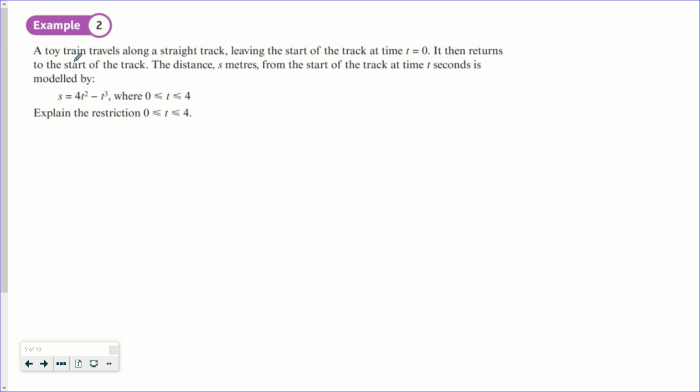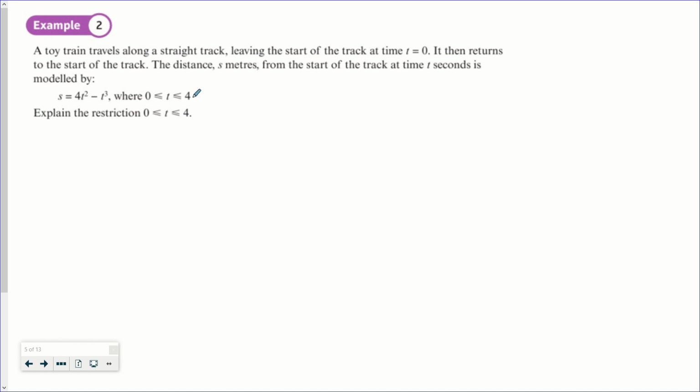In example 2, we've got a toy train travelling along a track, and we know it's a straight track and it leaves the start of the track at t equals 0, and then it returns to the start of the track again. And what we've got is the distance s meters is given by this equation here. So what this tells us is for a given value of t, we know the displacement of the train from the start of the track.